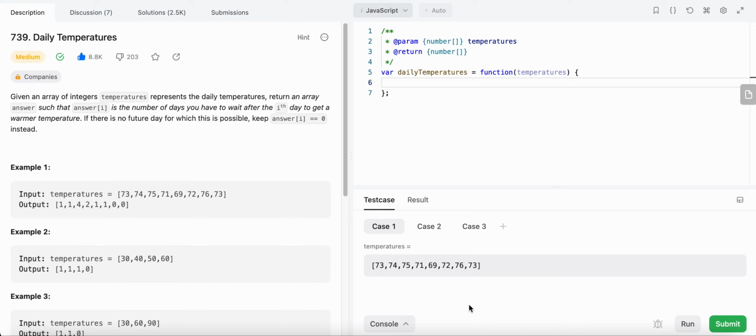Hello friends, today I'm going to solve LeetCode problem number 739, daily temperatures. In this problem we are given an array of integers which represents the daily temperature, and what we need to return is an array where each value at the ith index in the answer array is equal to the number of days that we have to wait after the ith day to get a warmer temperature.